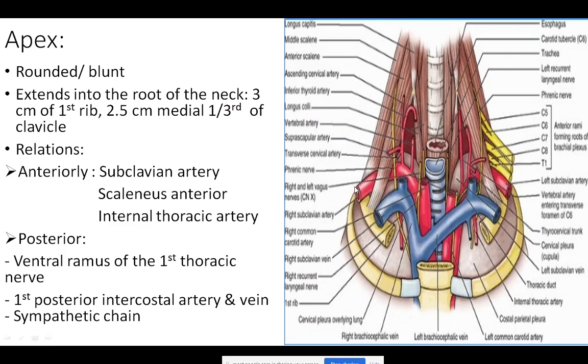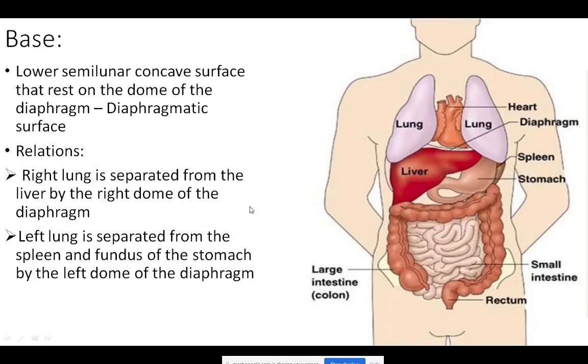What are the relations of the apex of the lung? Anteriorly, the apex of the lung is related to the subclavian vessels, the subclavian artery, then the anterior scalene muscle, and the internal thoracic artery. Posteriorly, it is related to the ventral ramus of the first thoracic nerve, the sympathetic chain, and the first posterior intercostal artery and vein.